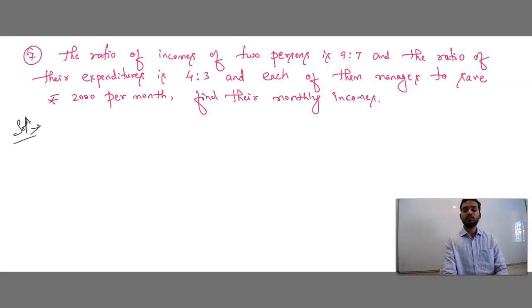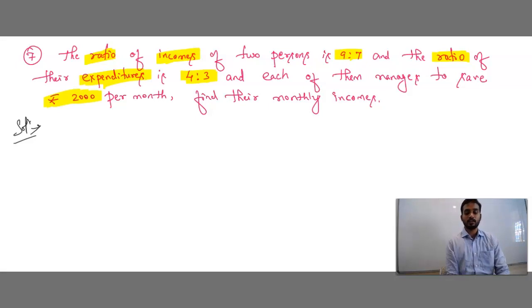The ratio of incomes of two persons is how much? Income is 9:7. And the ratio of their expenditure, how much they are going to spend, is 4:3. And both of them manage to save rupees 2000. So whatever they are earning, from that they are saving 2000 rupees per month. So find their monthly income, that is, what is their monthly salary?